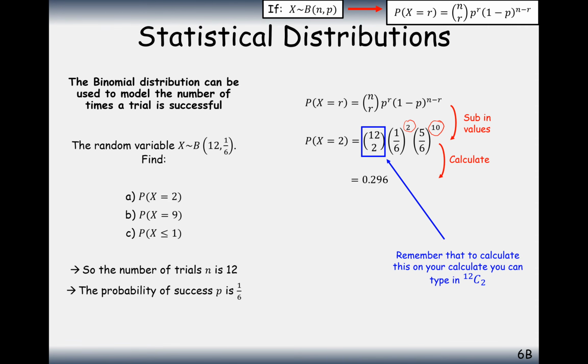Okay. Yeah, so remember, this is how it's notated on your calculator. It's 12, then the choose button, and then a 2.